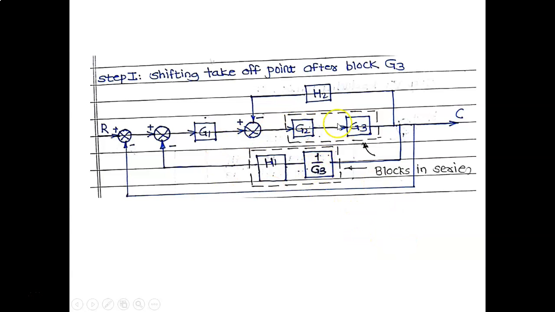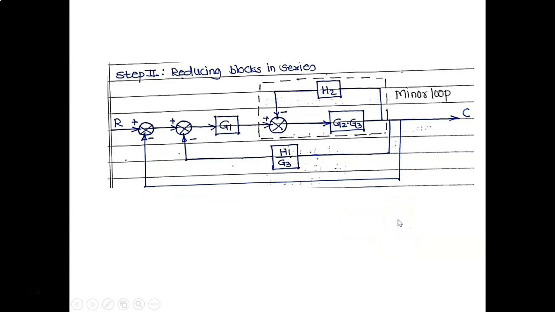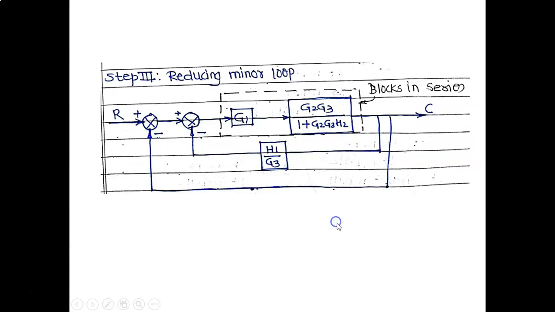Therefore we will apply blocks in series. What is blocks in series? These two blocks are getting multiplied with each other. Therefore one single block will be there, that is G2, G3. Now this G2, G3 block, this H2 block and this summing point are forming a minor feedback loop. Now this feedback is negative here. The sign of the feedback signal is negative. Therefore G2, G3 divided by 1 plus G2, G3, H2, that single block will be formed here.